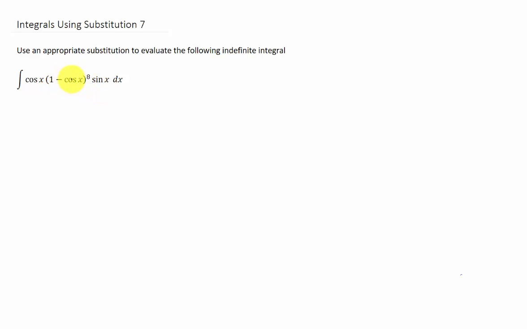Really the only algebra that we can even start to do would be to start FOILing this thing out, start distributing this, but then you'd have to do it 8 times. And nobody wants to do that. So the only option you have for not doing that would be to call 1 minus cosine of x u. Taking a derivative gives us du equals positive sine of x dx.